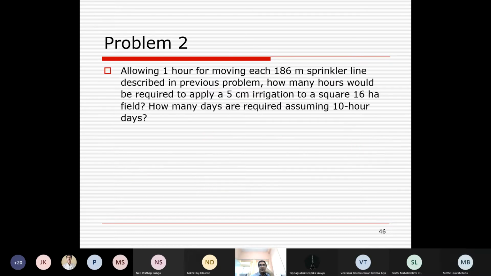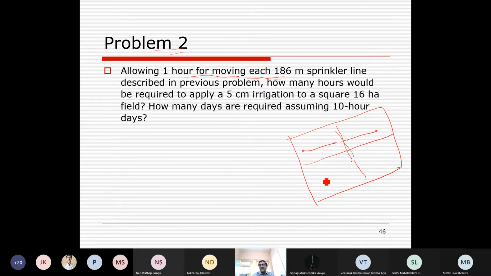Okay, so let us make this problem further. Problem 2: allowing 1 hour for moving each of these two. These are arranged in such a way that these two need to move to cover this whole field. Suppose in this way, it is main. So these two lines are covering this and another this.